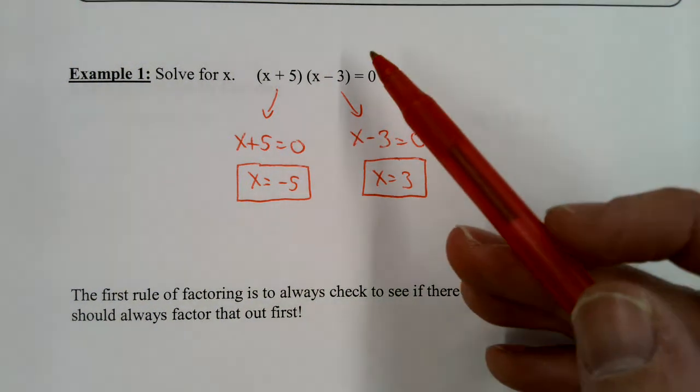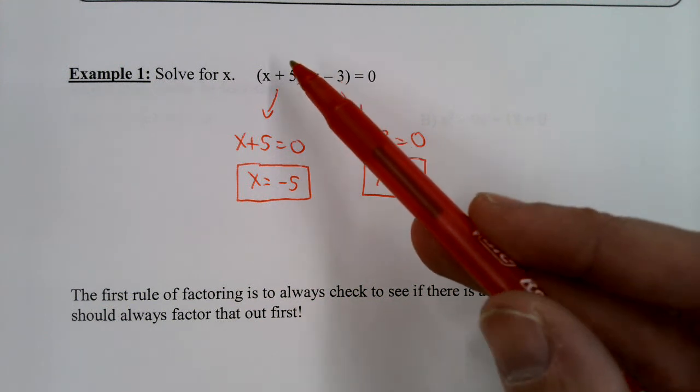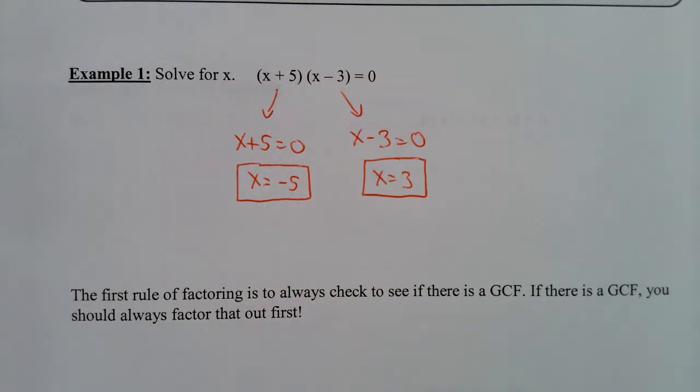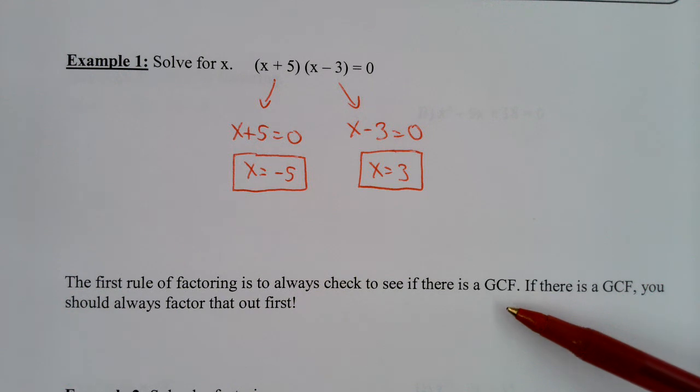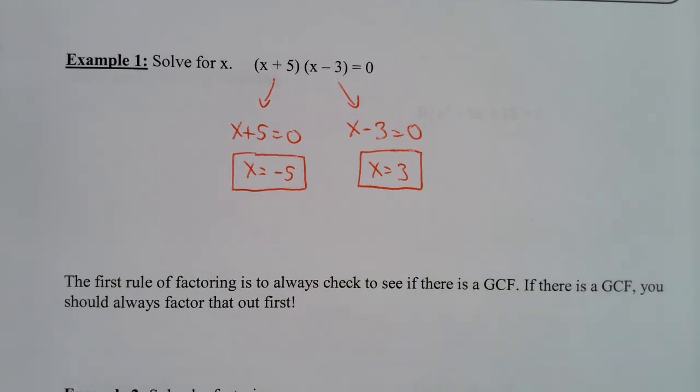Now that one was an easy one because it was already factored for you. The rest of the problems, you're going to have to factor yourself. Whenever you factor, the equation must be equal to 0, and you always need to check to see if there's a GCF, a greatest common factor. If there is a GCF, you have to factor that out first.